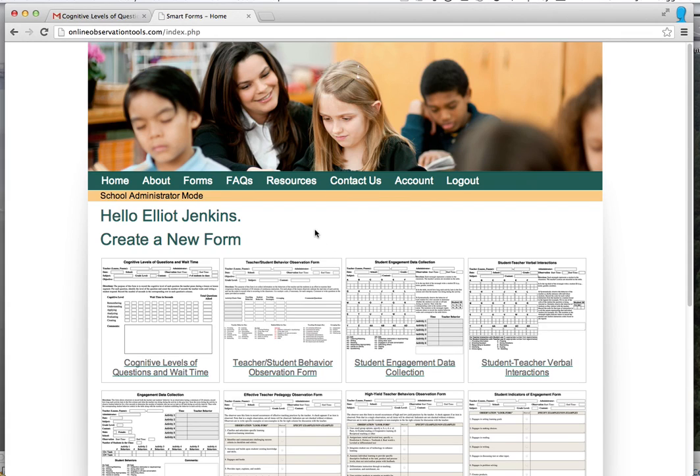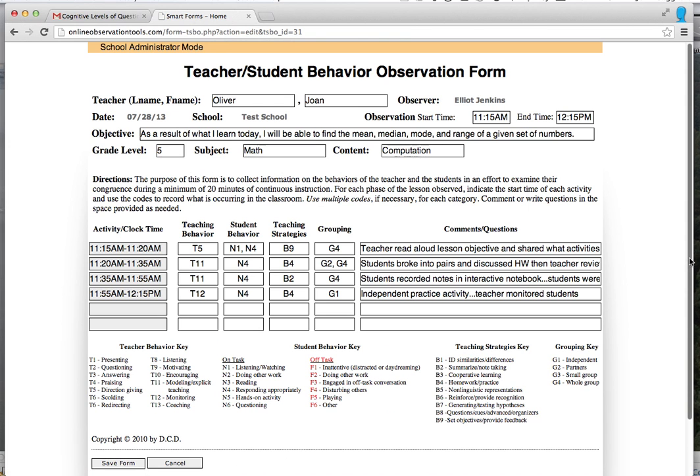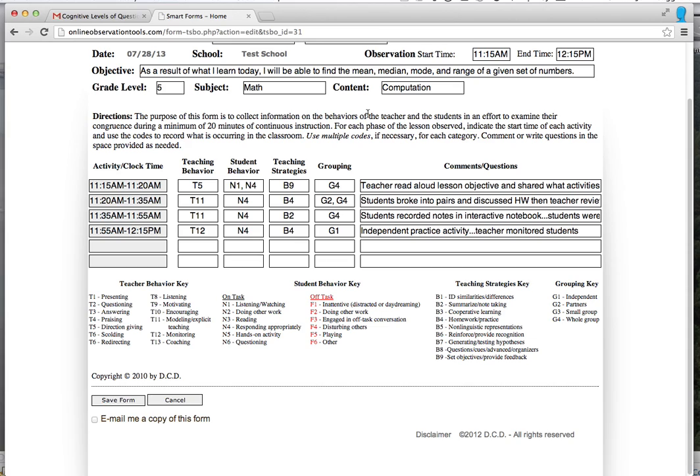The purpose of this demonstration video is to provide an overview of the teacher-student behavior observation form. Let's go ahead and take a look at a completed form. Before I get into the form and what's been captured here, what I'd like to do is highlight some things.